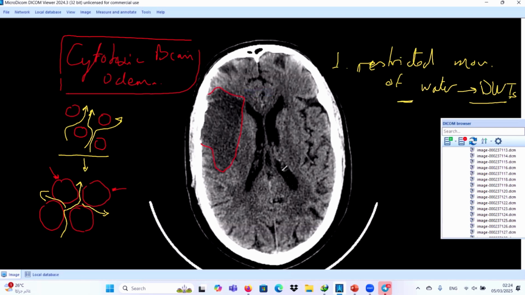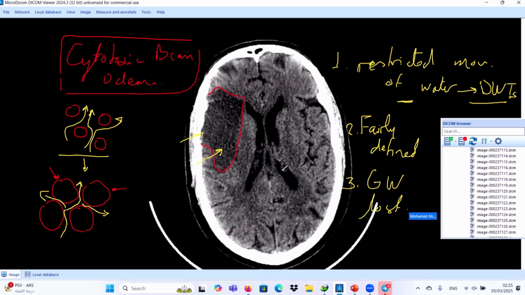So the second point is a pattern of this edema. The margin of the edema is fairly defined. The third point here, one of the most important points, is that the cytotoxic brain edema affects the cells in the gray matter and in the white matter. Again, the edema will affect the gray matter and white matter. So the gray-white matter interface will be lost.